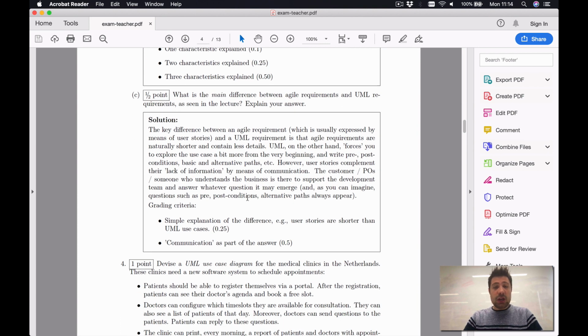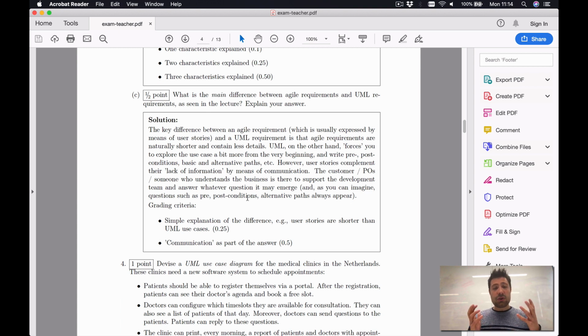The difference between agile requirements and UML requirements: I think the common mistake in there was that people were saying that UML requirements don't ever change, whereas an agile requirement is more adaptable. I think this is, although correct, not the best answer to this question. And let me rephrase it.